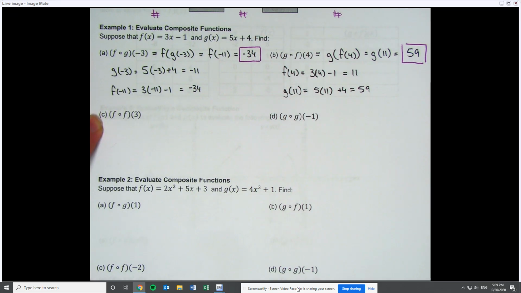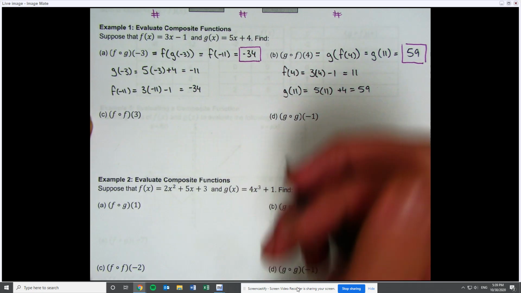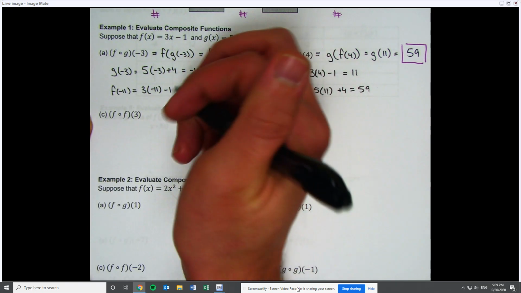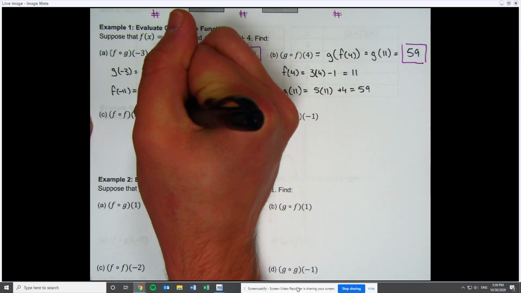That's all you got to do. Now, these next two I put on here to show you that you can compose a function with itself. It doesn't have to be two different functions. So looking right here, I'm going to do f composed with f of 3.